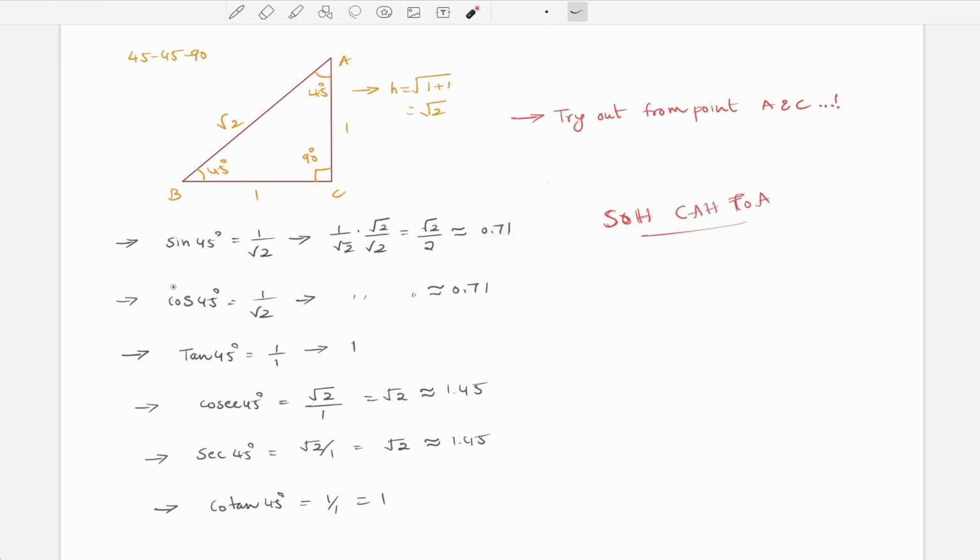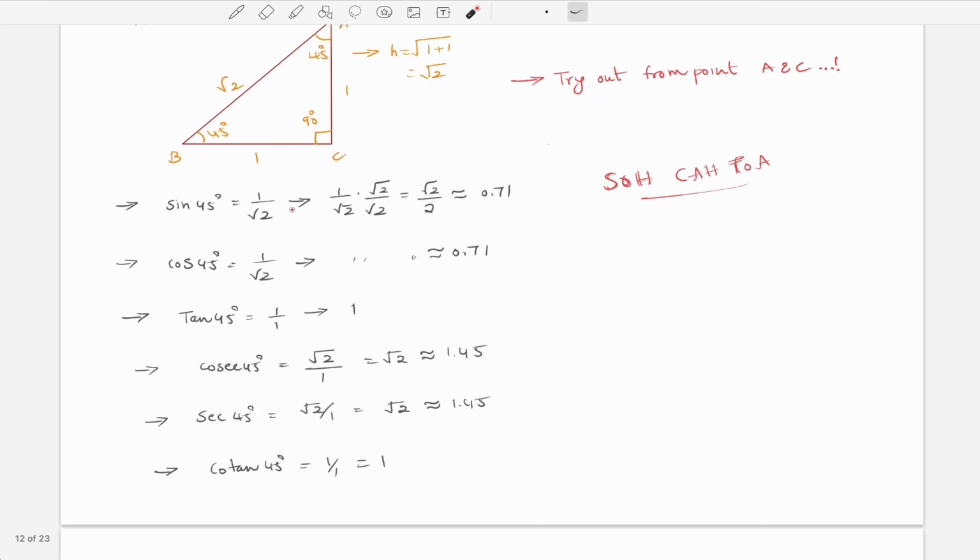After completing sine, we have cos. What is cos? Adjacent side by the hypotenuse. What is the adjacent side here? 1. And what is the hypotenuse? Root 2. So 1 over root 2. What is the value of 1 over root 2? Same as this: we multiply by root 2 over root 2, and we get root 2 by 2, which is approximately equal to 0.71.